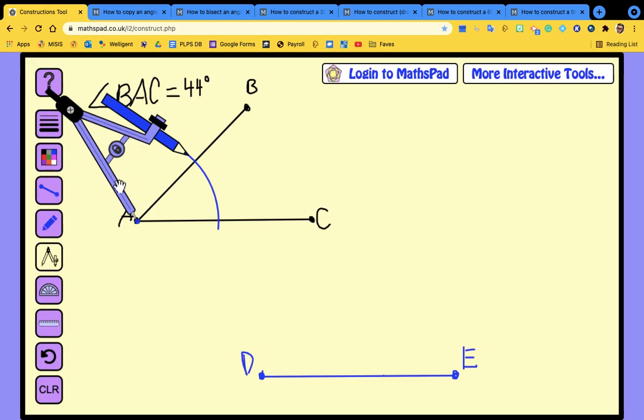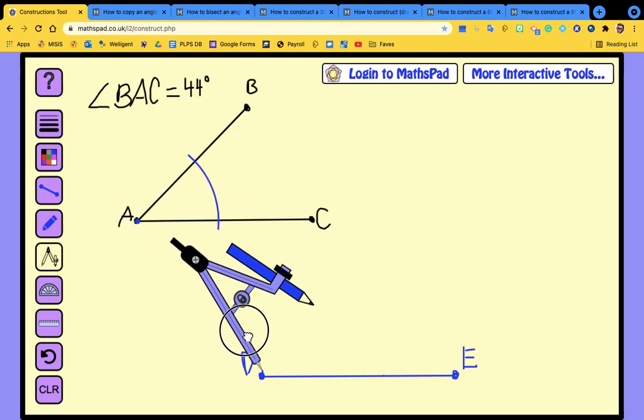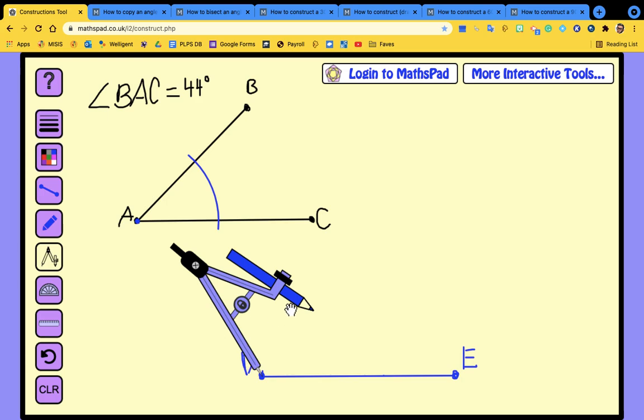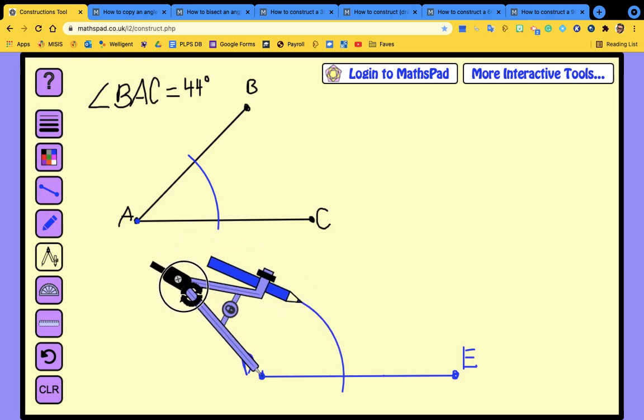I'm going to keep this compass locked in, and I'm going to bring it down to D. And there I'm going to draw the same arc that I made on top. I'm going to draw this arc like this. Look at that, just like that.